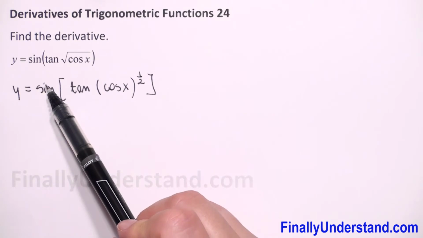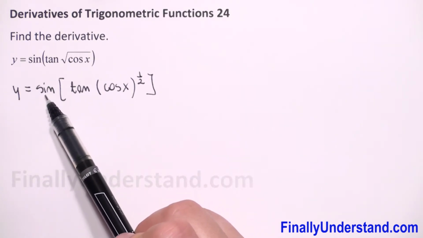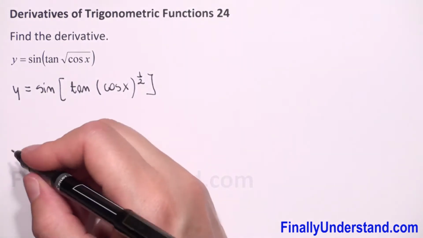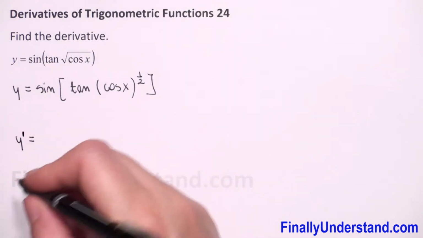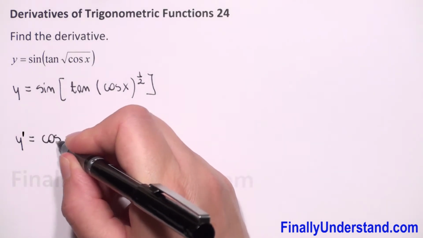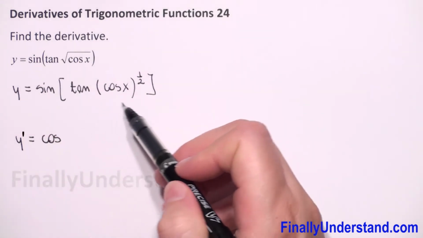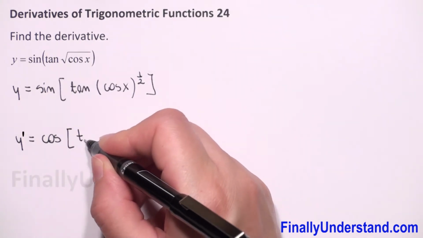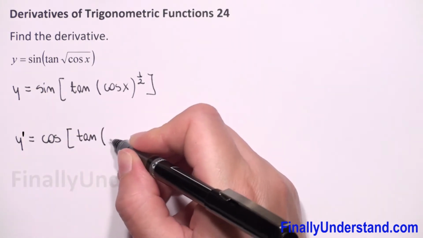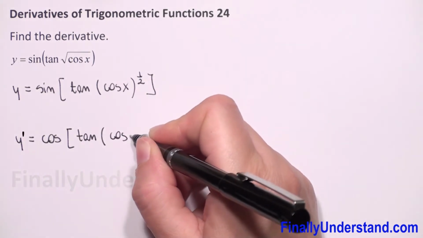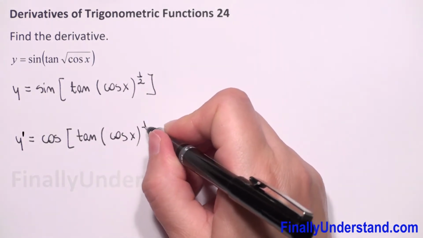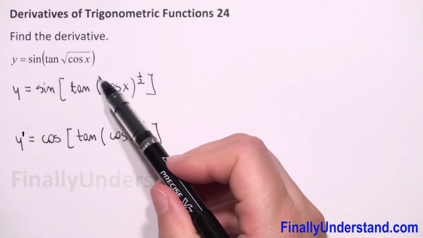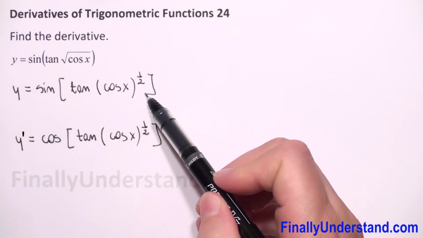So first we will have to find the derivative of the function which is outside. First we have sine. So the derivative of sine, we know that is cosine. So we have cosine, and we just copy everything that we have in this bracket, so it will be tangent of cosine of x to power 1/2. Now we have to find the derivative of the function which is inside these brackets.